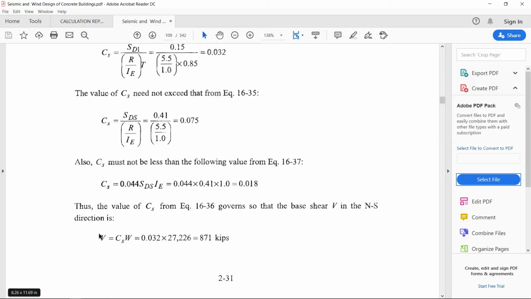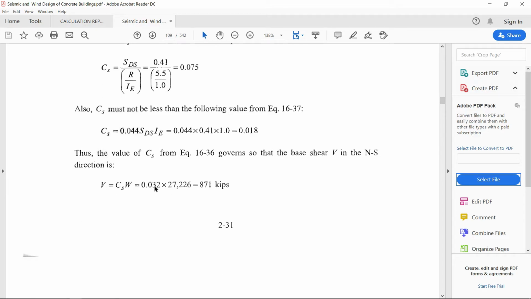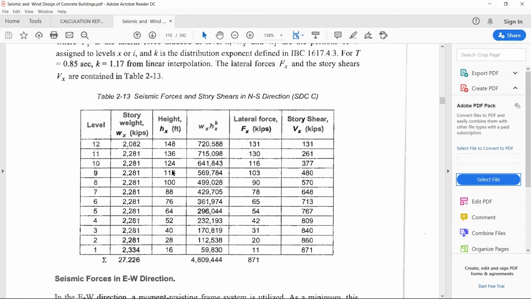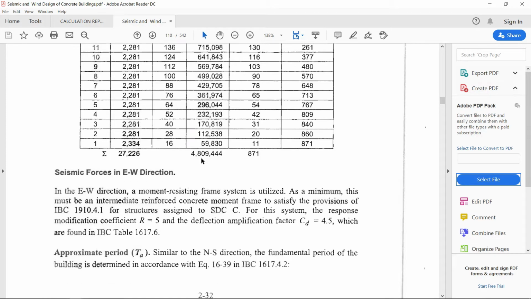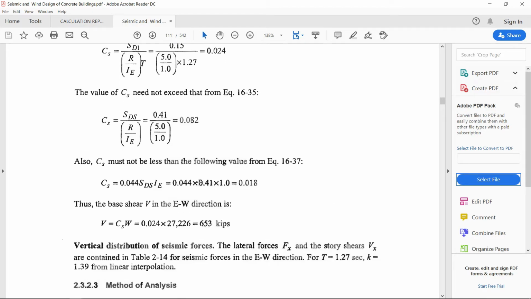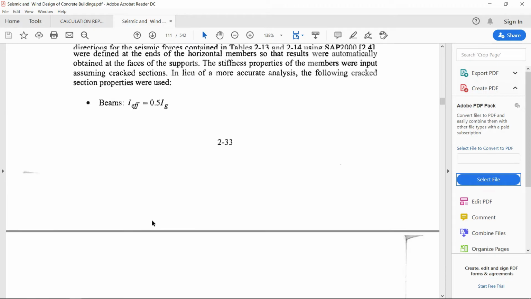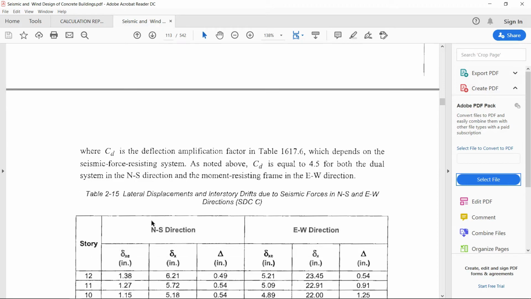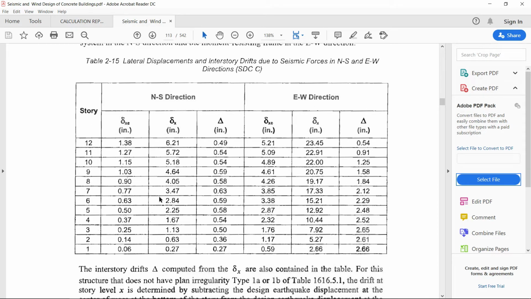In the north-south direction, the value of CS is 0.032, which is correct, and this is the distribution of the vertical force. In the east-west direction, the value of CS is 0.024, which is correct. STAAD calculated the correct CS value. Then the deflection. Let us see the deflections.